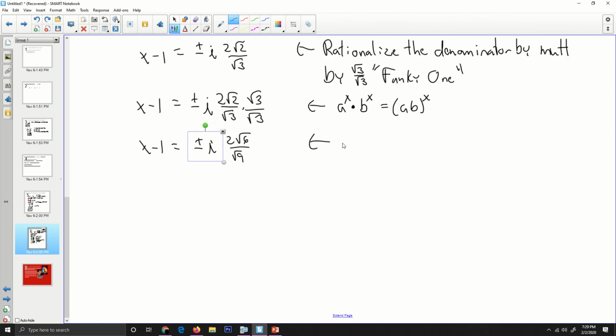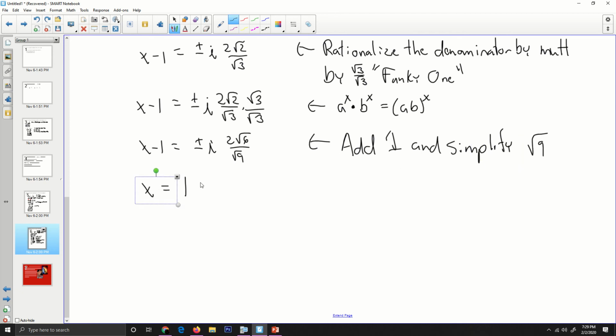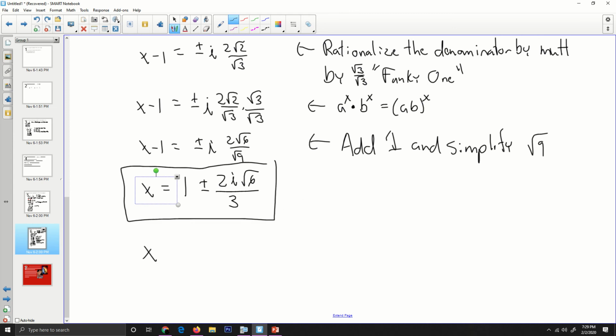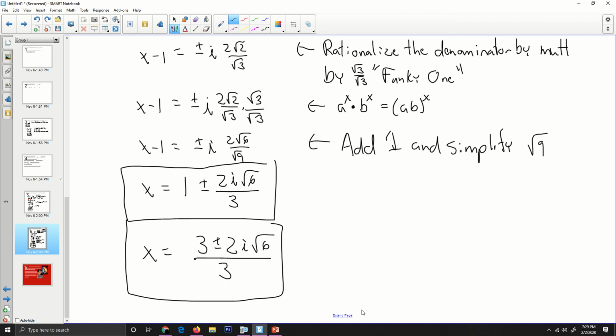And so here I'm going to add 1 to both sides. I'm going to bring this 1 over and simplify square root of 9. So I'll have x equals 1 plus or minus 2i square root of 6 all over 3. And we can leave it like this. This will be my final answer. I would probably also accept x equals 3 plus or minus 2i square root of 6 all over 3. And I'll let you figure out how I got that, and or ask me in class.